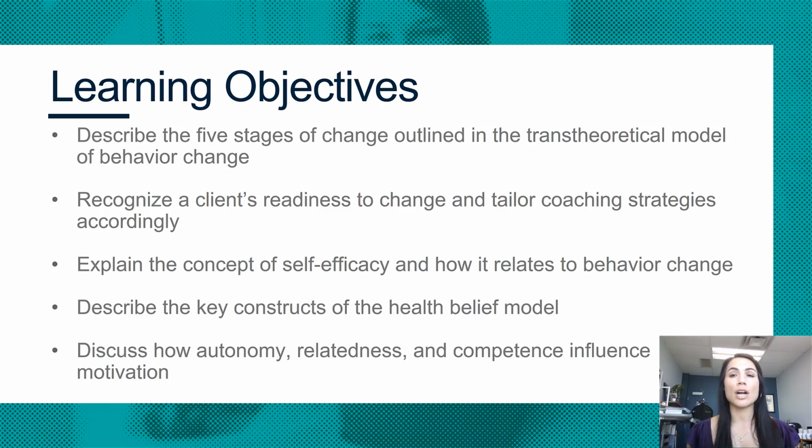The objectives are, first, to describe the 5 stages of change outlined in the transtheoretical model of behavior change. That's probably the one you're most familiar with. Second, we want to recognize a client's readiness to change and tailor your coaching strategies accordingly. Third, we want to explain the concept of self-efficacy and how it relates to behavior change. Fourth, you're going to learn about and be able to describe the key constructs of the health belief model. And lastly, you should be able to discuss how autonomy, relatedness, and competence influence motivation through the self-determination theory.